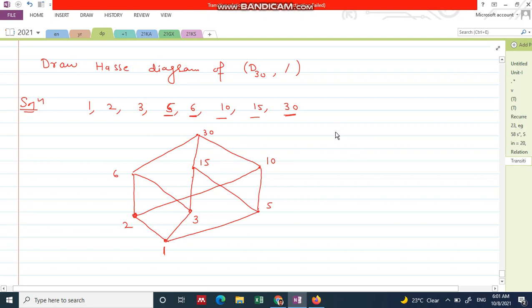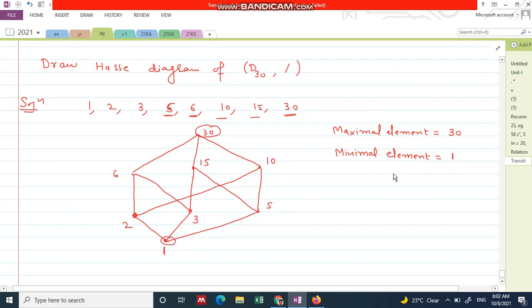And if you are asked what the maximal element is, the maximal element here is 30. What is the minimal element? The minimal element here, you see, is 1.